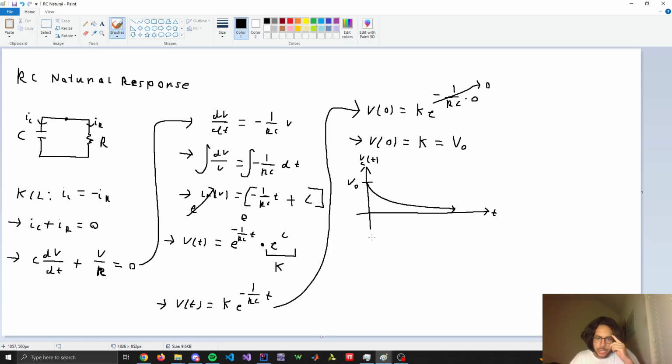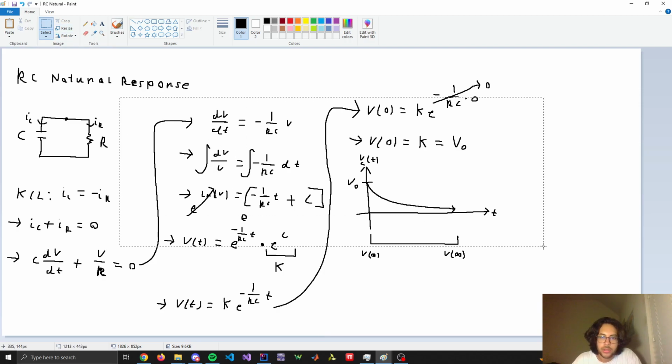So now it's a good time to talk about what transient response is, which is actually exactly what this graph is. The transient response is what happens between your initial voltage and your final voltage, or V of infinity. The transient response is what happens between V of 0 and V of infinity, which is this decaying exponential. So e to the negative 1 over RC t is called the transient response of this circuit.